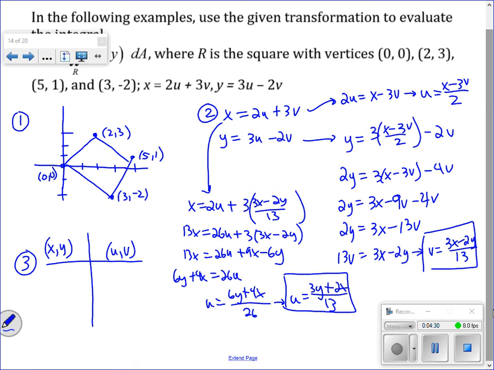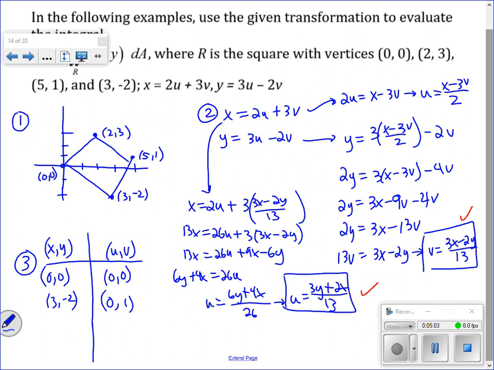So my old point in x, y world, my first one was 0, 0. So I'm going to be plugging these numbers into these two equations for x and y and come out with u and v. So if I put zeros for x and y in both these equations, I get 0, 0 again. So my next one I'm going to try is 3, negative 2. So I've put 3 and negative 2 into my equation for u. I get 0. If I put 3 and negative 2 into my equation for v, I get 1.